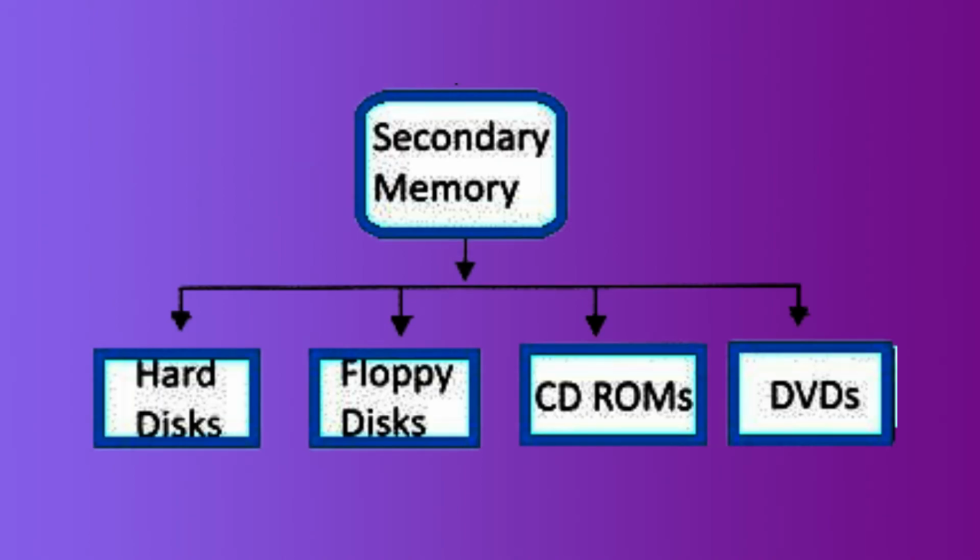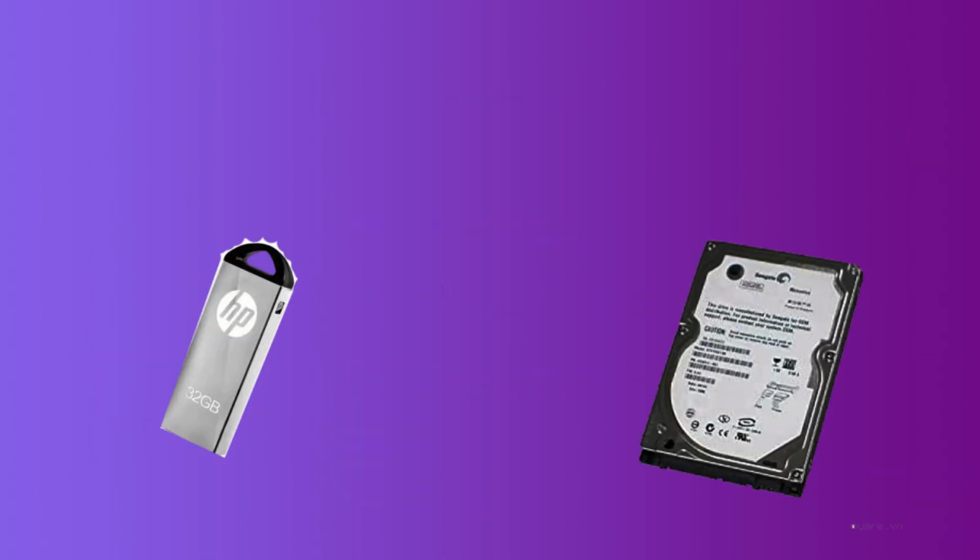The secondary memory stores data on a permanent basis, meaning the data will be stored in the device until and unless the user manually deletes it. Examples of secondary memory include pen drive, hard disks, optical disks, etc.